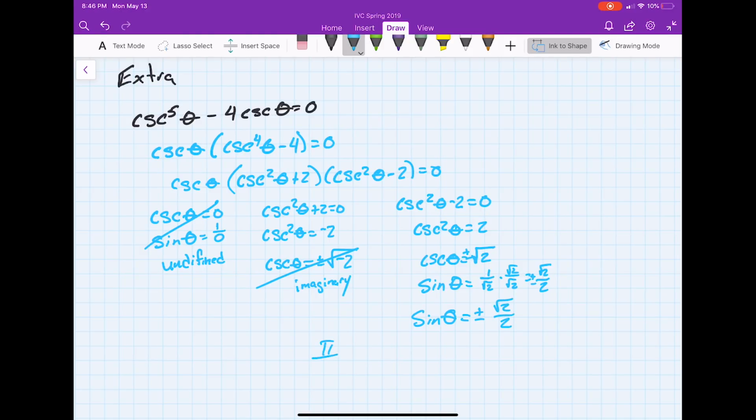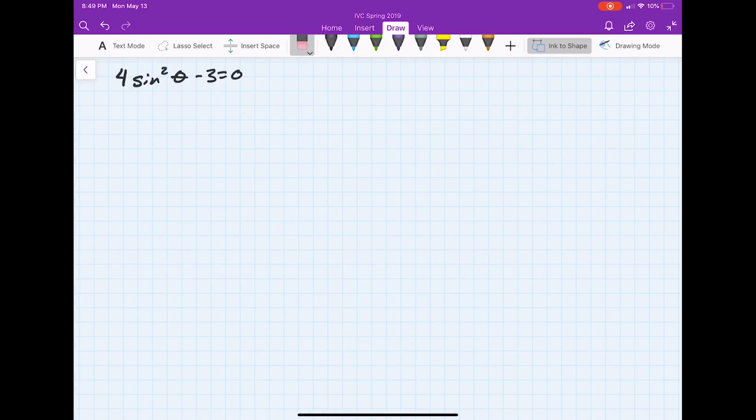Well, where is sine square root of 2 over 2 or negative square root of 2 over 2? Well, it's going to be all the pi over 4s. So I'm just going to put pi over 4 four times, because it's just one cycle. So it happens at pi over 4, 3 pi over 4, 5 pi over 4, and 7 pi over 4. So that is that one.